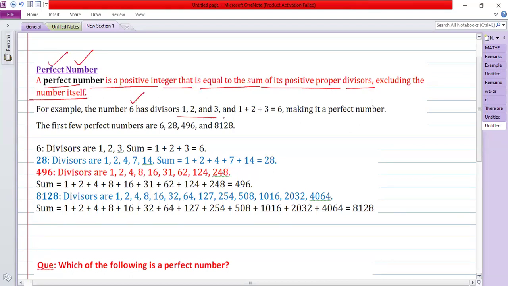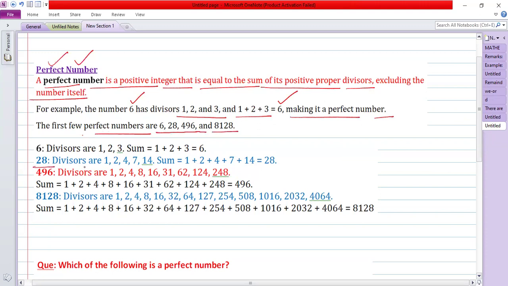How? Its divisors are 1, 2, 3. And if we add these divisors, excluding 6 itself, then we get 6, making it a perfect number. The first few perfect numbers are 6, 28, 496, and 8128.